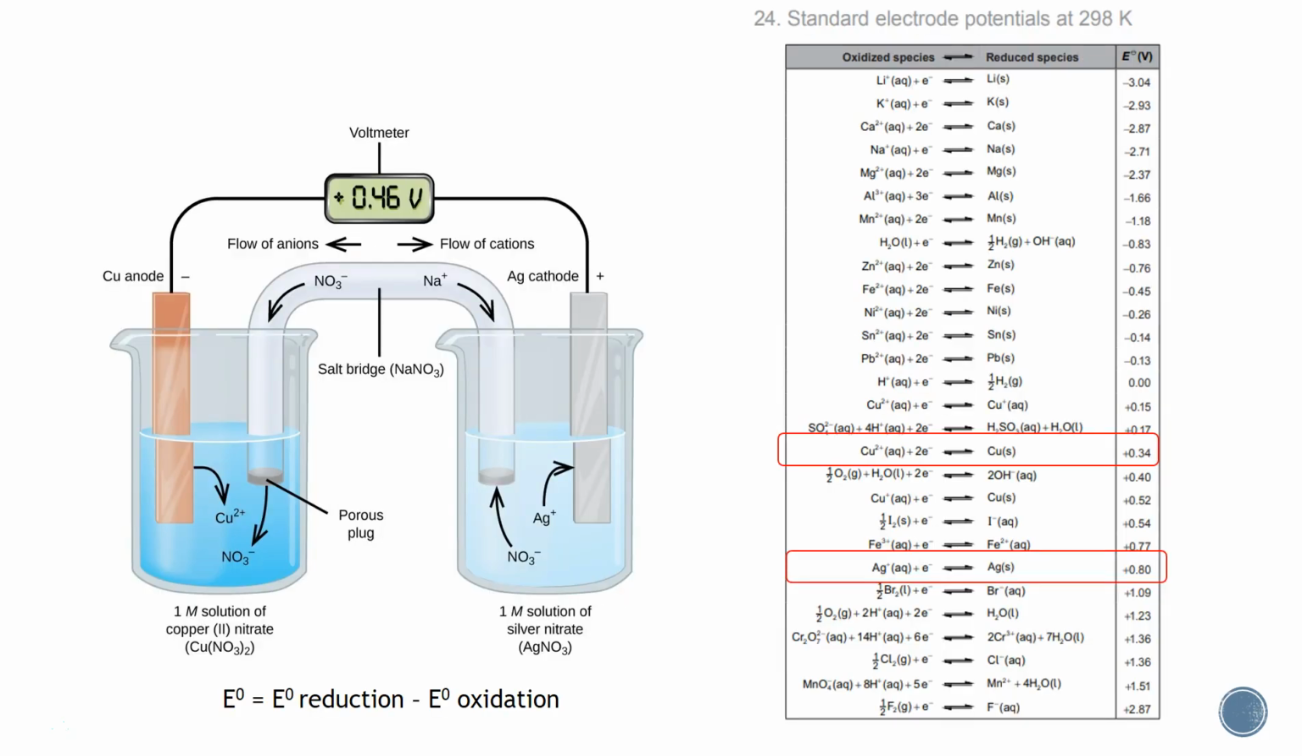Let's have a look at this one. We can see here that the voltmeter is giving a reading of 0.46 volts, much like the situation we've seen in the lab before.